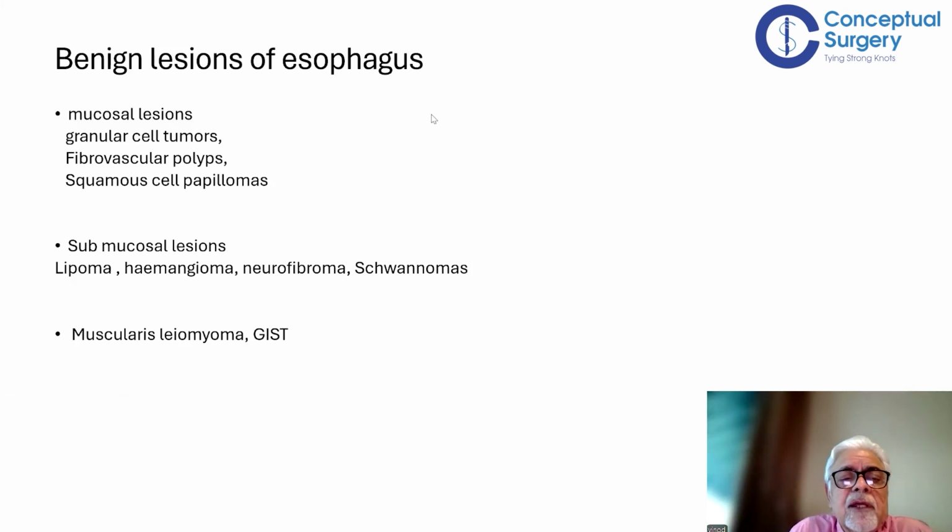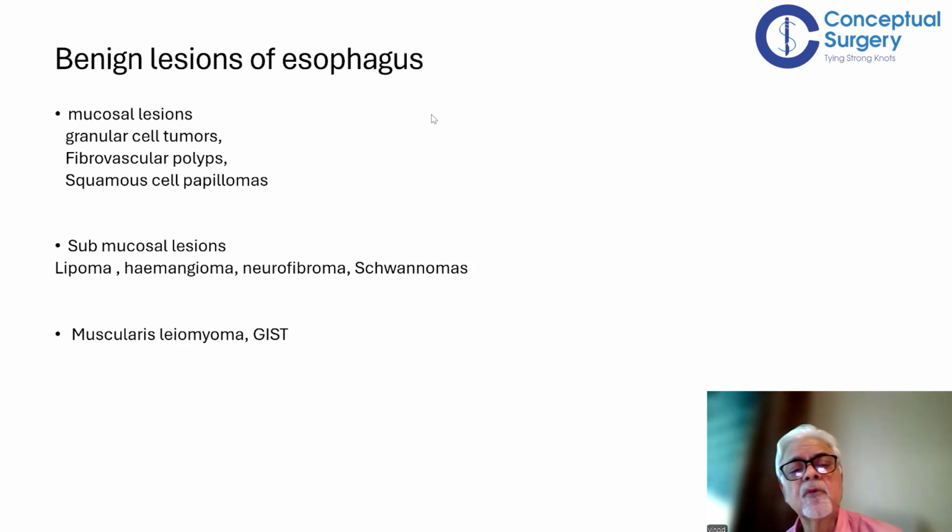schwannomas. So these are the ones, like lipomas occurring anywhere else. We know that lipomas can also occur in the ileum and jejunum. Anywhere, wherever there is adipose tissue, lipoma can appear. Similarly, hemangiomas are seen anywhere across the body, and esophagus is not immune from having hemangiomas. Similarly, neurofibromas are of course not so common. Schwannomas can also be seen, but again, these lesions are quite uncommon. Mostly they are asymptomatic, and when symptomatic, can be endoscopically removed.